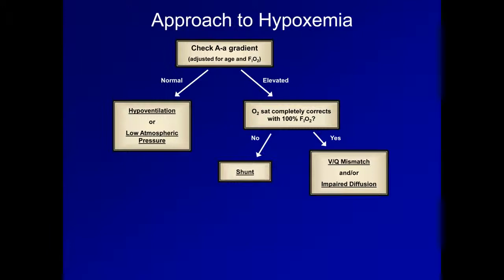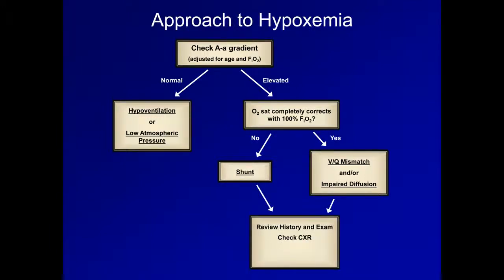mechanism of hypoxemia. As I have indicated already, almost all causes of hypoxemia associated with an elevated AA gradient have more than one mechanism at work, and there is no single algorithm to use at this point that will identify a specific diagnosis. So instead, you must review the history and exam and check a chest x-ray to help narrow down the possibilities. If a shunt is present, you should also consider getting an echocardiogram with a bubble study.